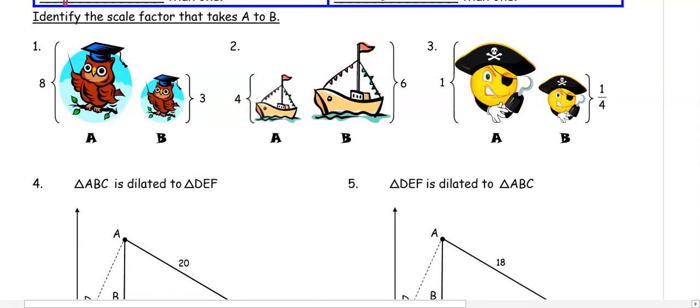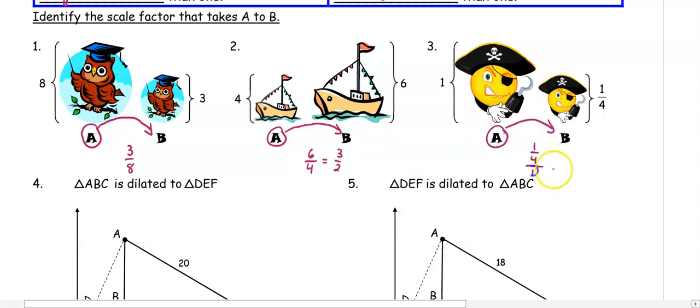So looking at our shapes, we can identify the scale factor that takes A to B. So we want to know what the scale factor is to go from A to figure B. B is going to be our new shape, A is going to be our old shape, so we would have 3 over 8, and we can't reduce that at all. In number 2, to go from A to B, we went to a bigger shape, so we would have 6 over 4, and that reduces to 3 over 2. In number 3, again, we're going from A to B. We have 1/4 divided by 1, which reduces to 1/4.